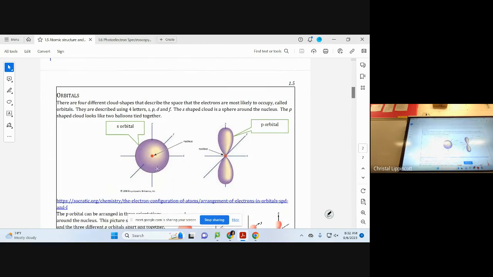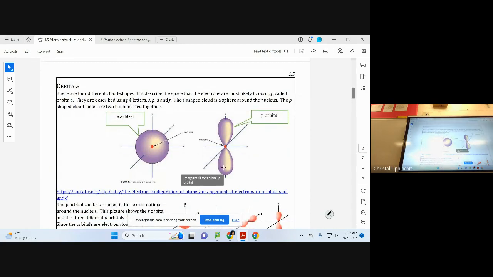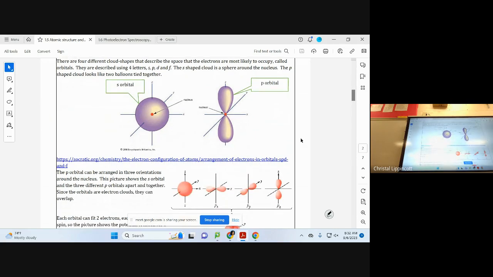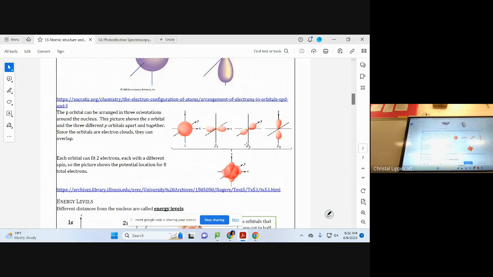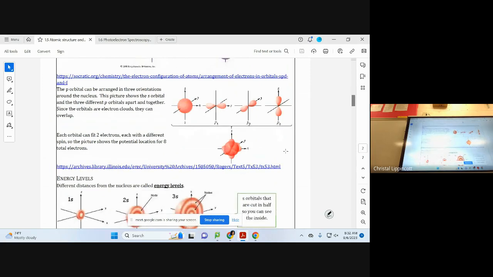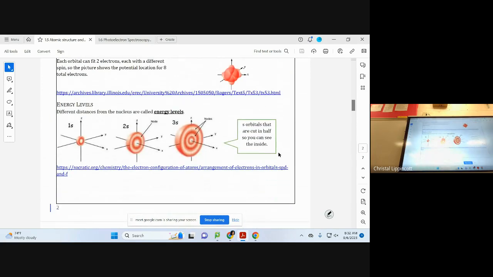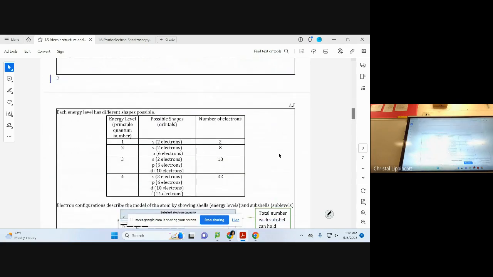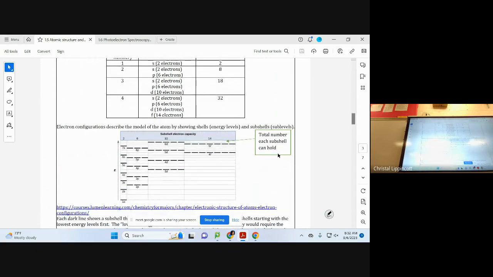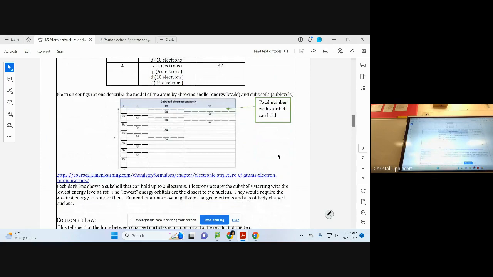We have the different orbitals. This is your s orbital, your p orbital. When we get into hybridization in next unit, we'll talk a little bit more about those orbitals and their shapes and how they hybridize. Just talking about the different orientation in space and then the different energy levels. Okay, we talked about how much each energy level can hold. We have these different shells.